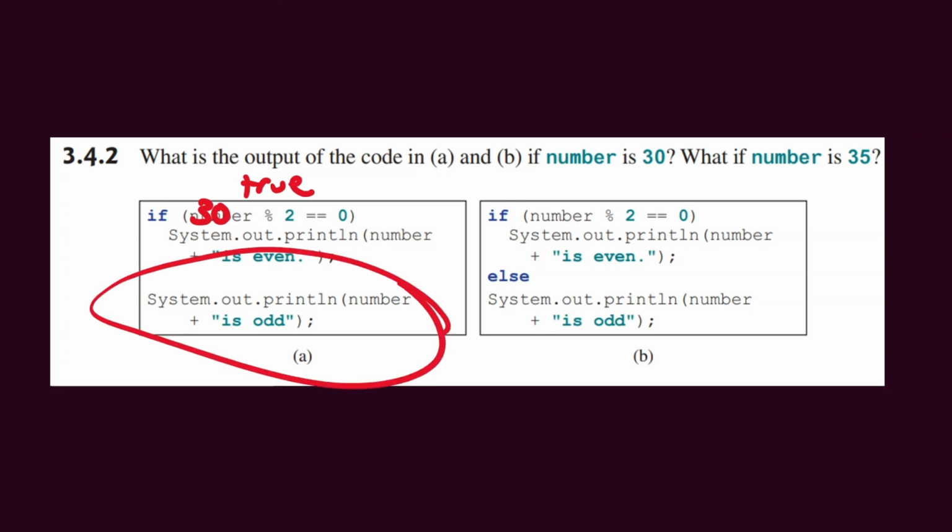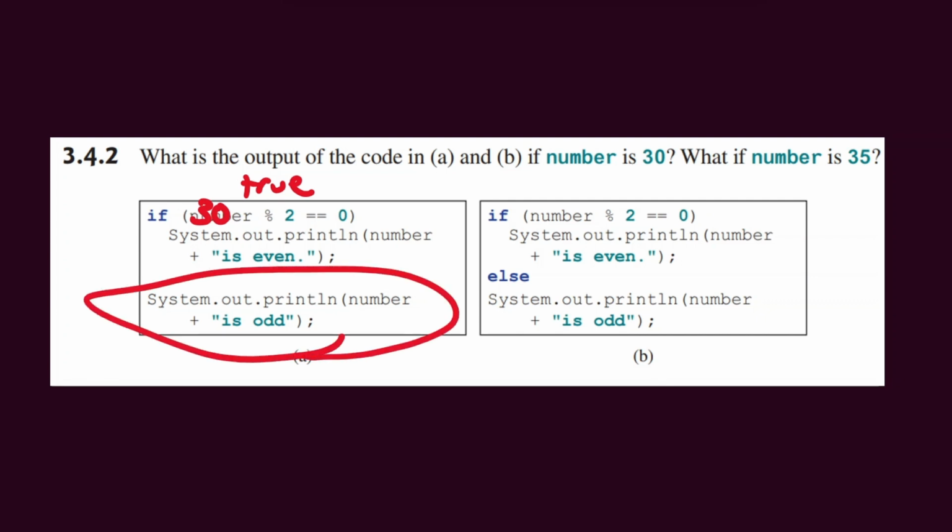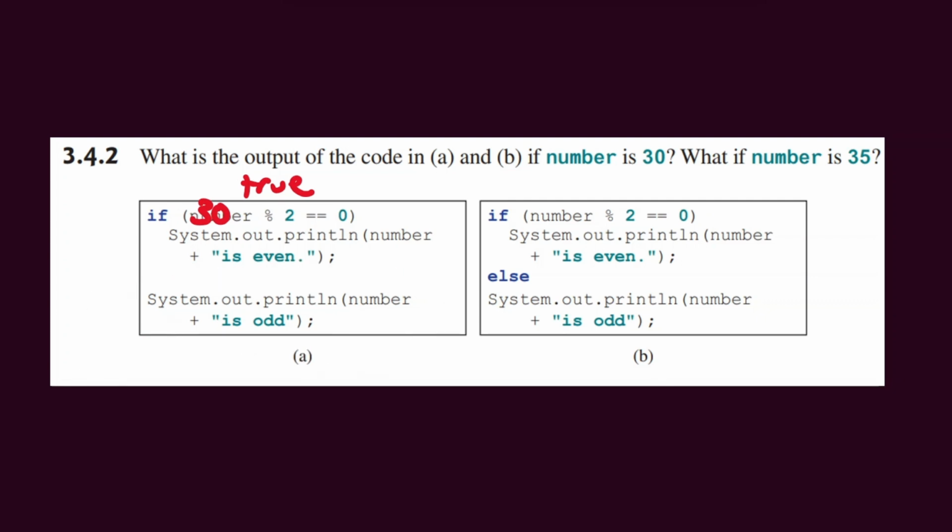because this block is not within the if statement. Sorry, I mean to say there's nothing preventing this code from executing. Okay, and if you have 35 instead, this is going to be odd. So this code won't even execute, but this one will. So this is going to print out 35 as odd. But this one is also going to print out 35 as odd, because again, like I said, nothing is preventing this code from executing.